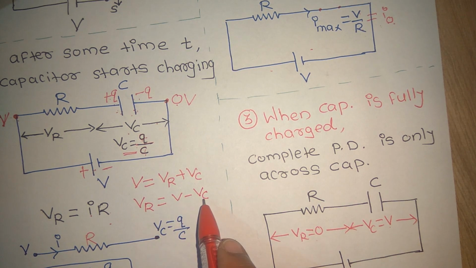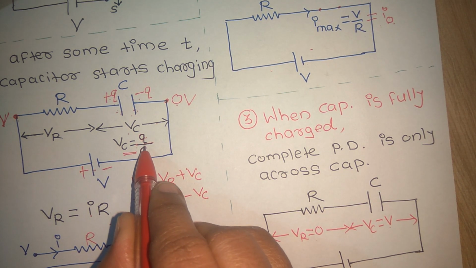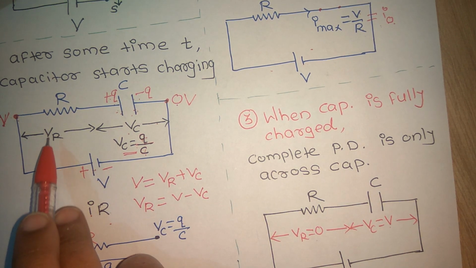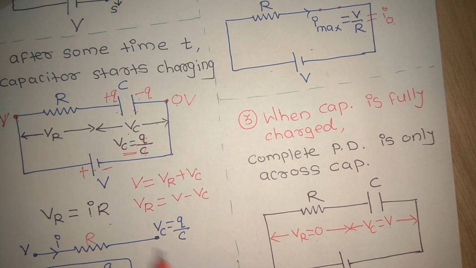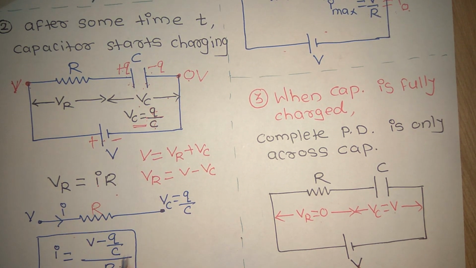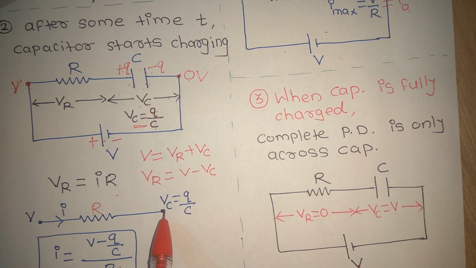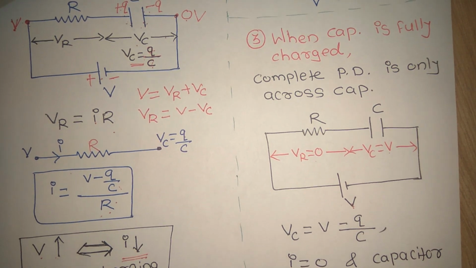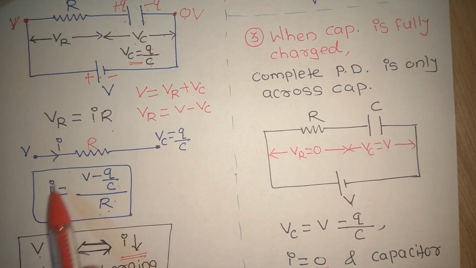Here Vc is the potential difference across the capacitor, that is Q by C. What is the potential difference across the resistor? It is I into R. So what is I? I is nothing but V minus Vc, that is V minus Q by C, divided by R. So this is how we can find the current in the circuit when the capacitor is charging. When we rearrange this equation, we get the charging equation of the capacitor.